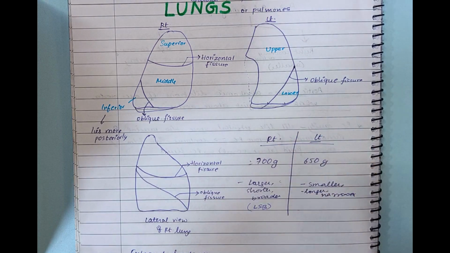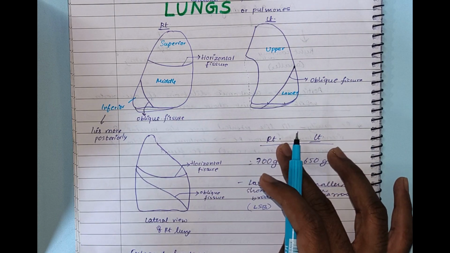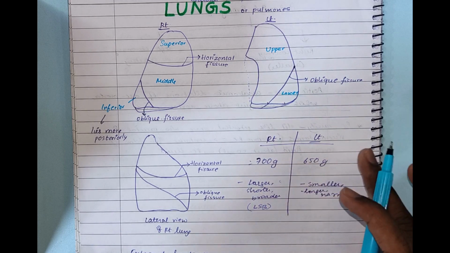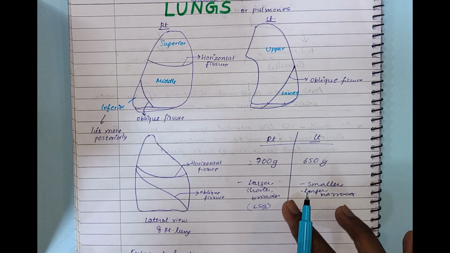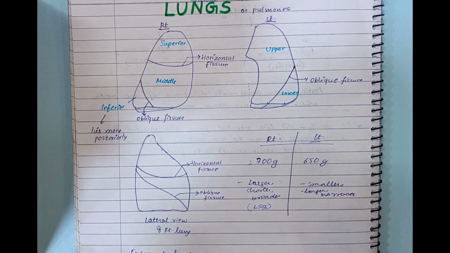Now these are some extra details which are not required. That is, the right lung weighs around 700 grams, whereas the left lung weighs about 650 grams. The right lung is larger, shorter and broader, whereas the left lung is smaller, longer and narrower.